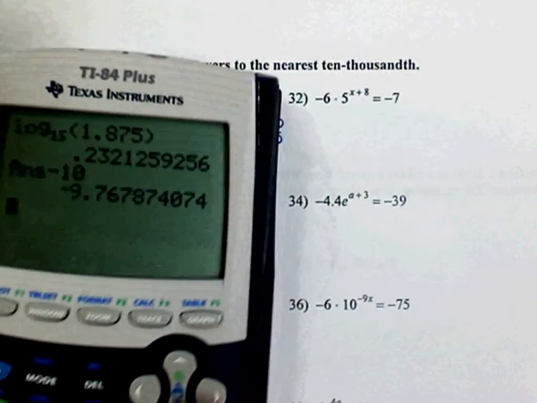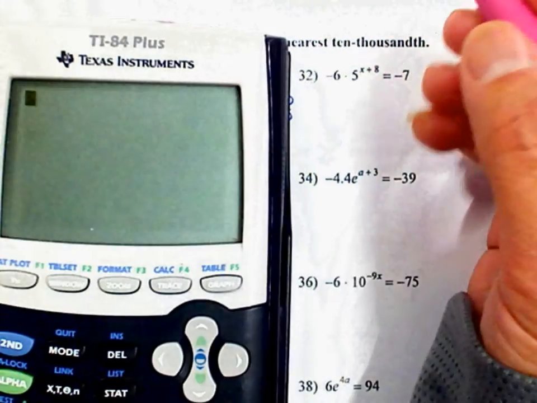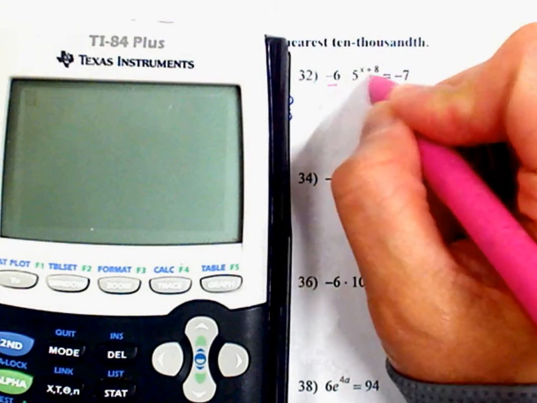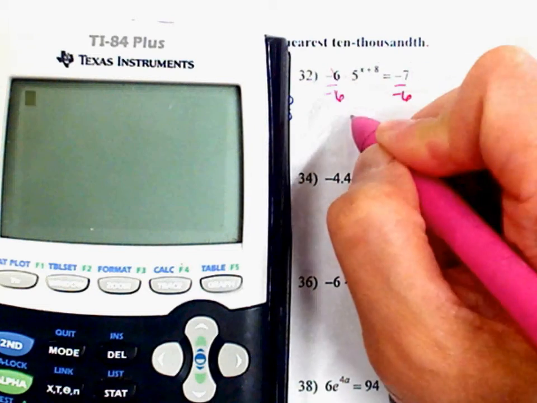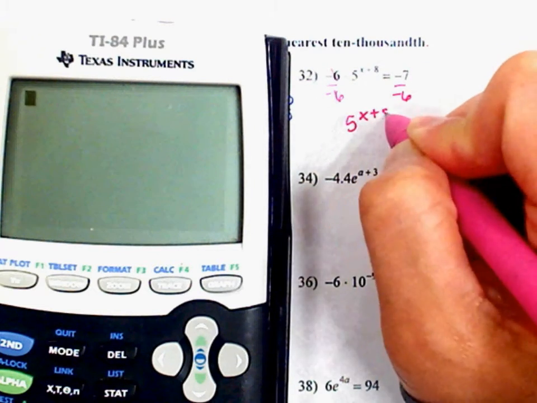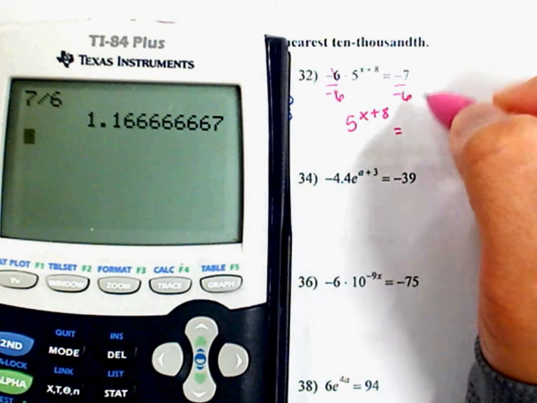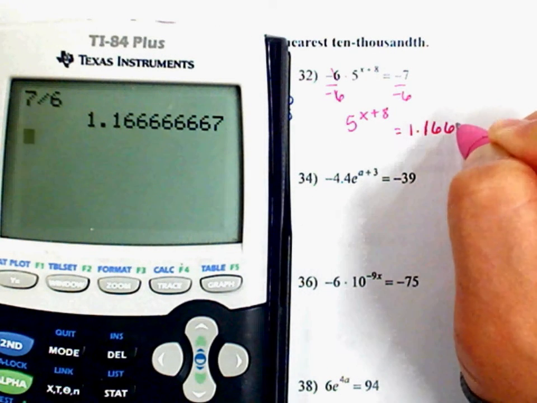All right, number 32. Let's look at number 32. And let me go ahead and clear my calculator. Same scenario, isolate this, so this is -6 times 5, so I'm going to divide by -6. So now you have 5 raised to the x plus 8 equals -7 divided by -6, which is 1.1667. Okay?